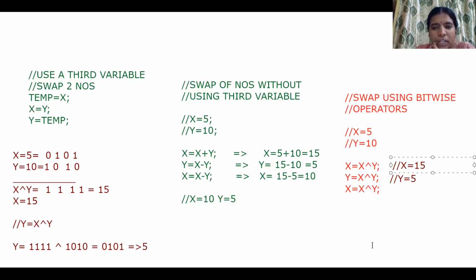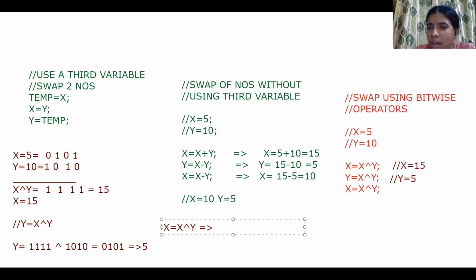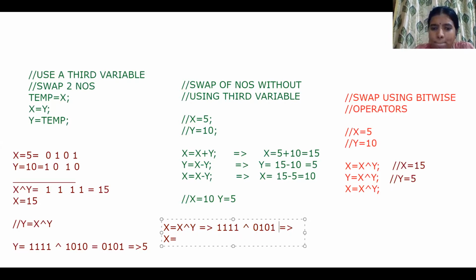Now we are looking at step 3. So how do you proceed with step 3? Step 3 is x is equal to x cap y. What is the x value? The x value is 15, which is 1, 1, 1, 1. Exclusive or y. What is the y value? The y value is 5, which is 0, 1, 0, 1. So what do you think is the answer? You're putting it in x.